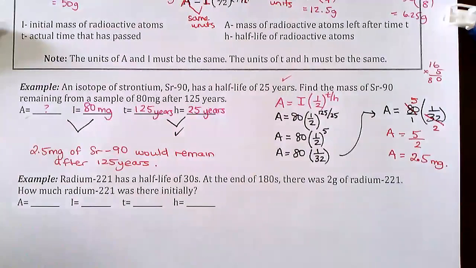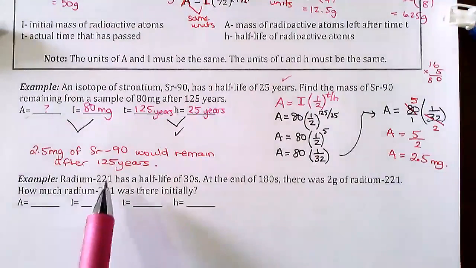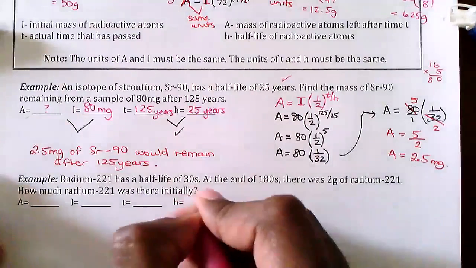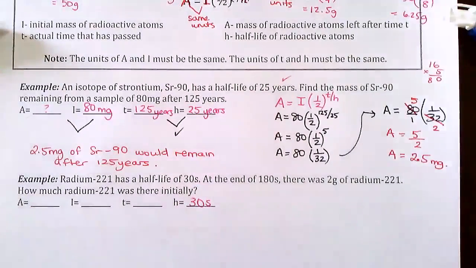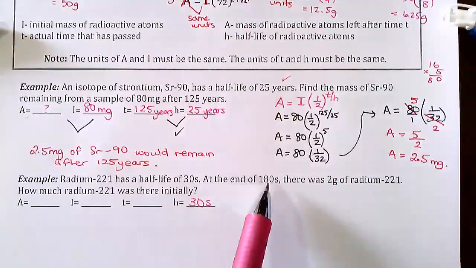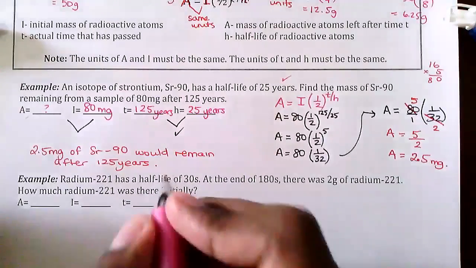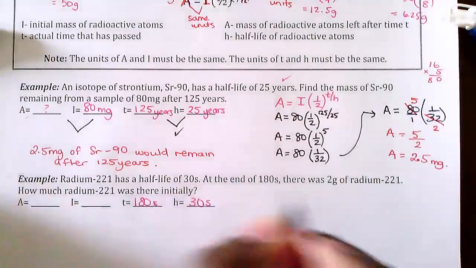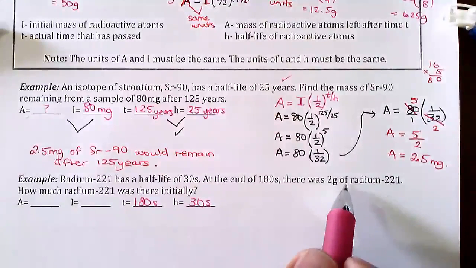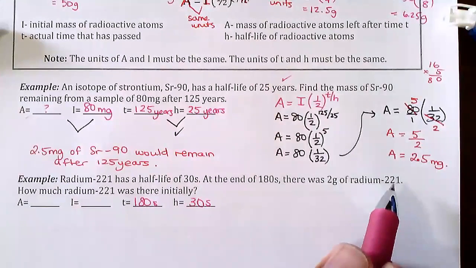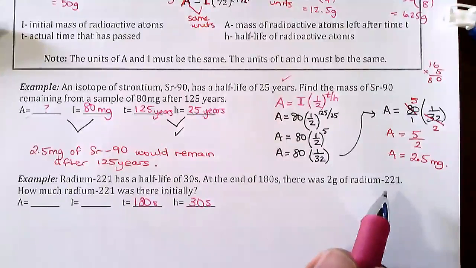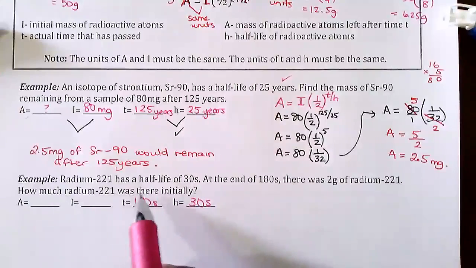So the question follows the same format. We're going to be given 3 of the 4 variables, and we're just going to solve for the other one. So let's read the question again and fill in the information we know. Radium-221 has a half-life of 30 seconds, so H is 30 seconds. At the end of 180 seconds, so this is my time, the time that's passed, 180 seconds, there was 2 grams of radium-221. How much radium was there initially?